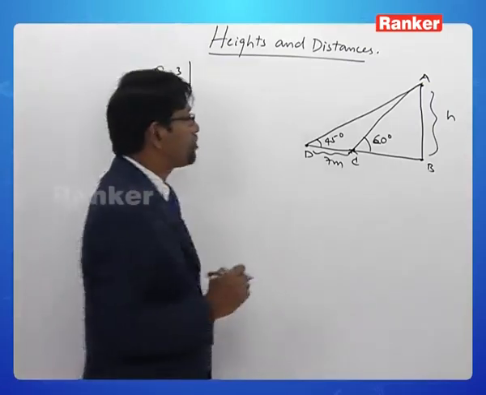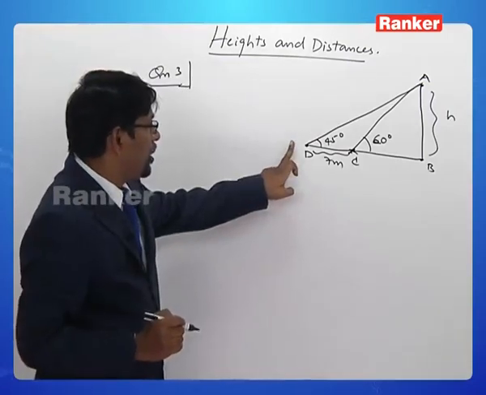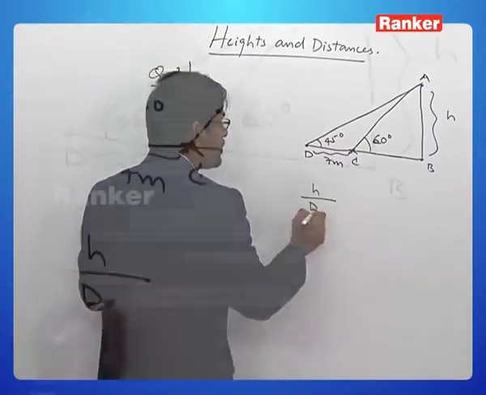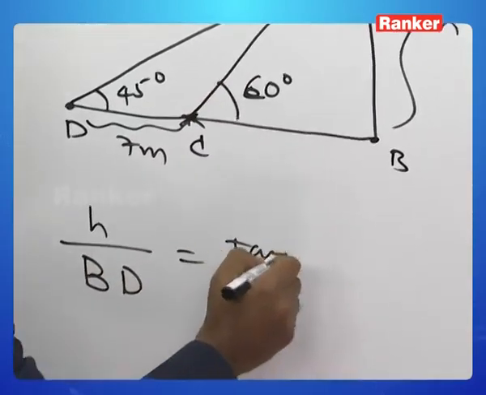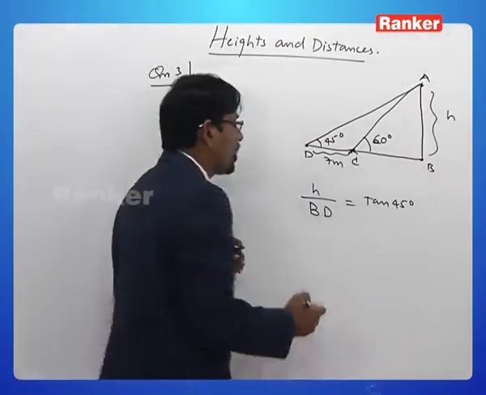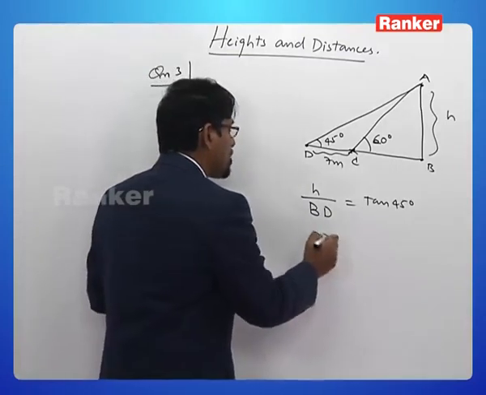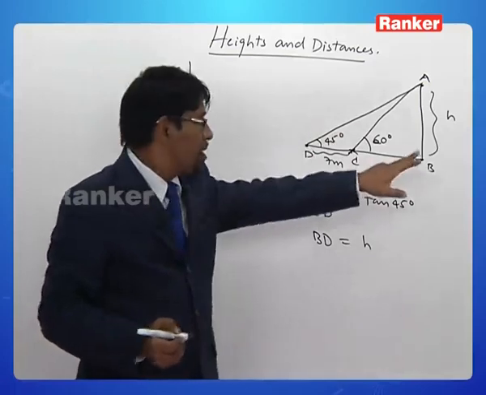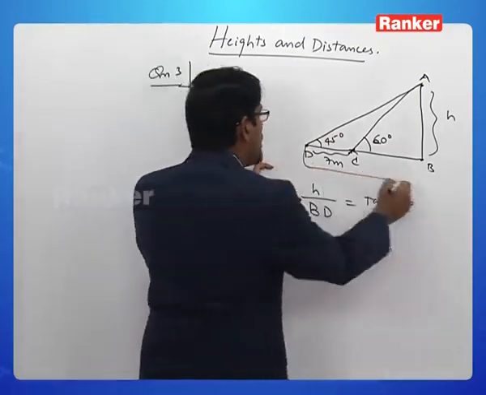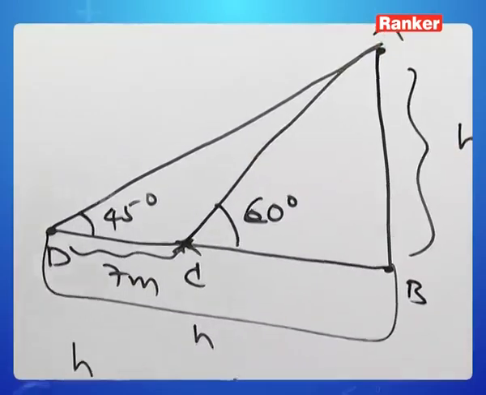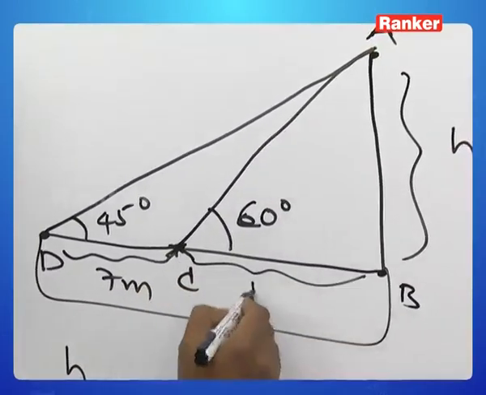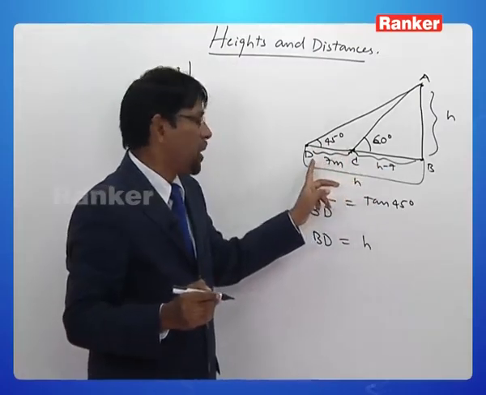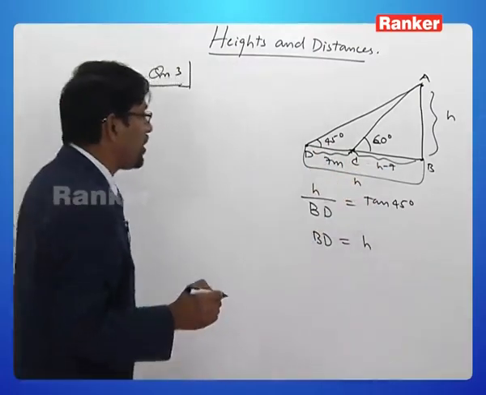Look here, H by BD is tan 45. So BD will be equal to H. So this entire length BD is equal to H. So this entire length is H. This will be H minus 7, because the total is H and this is 7 meters. So let's write it as H minus 7.